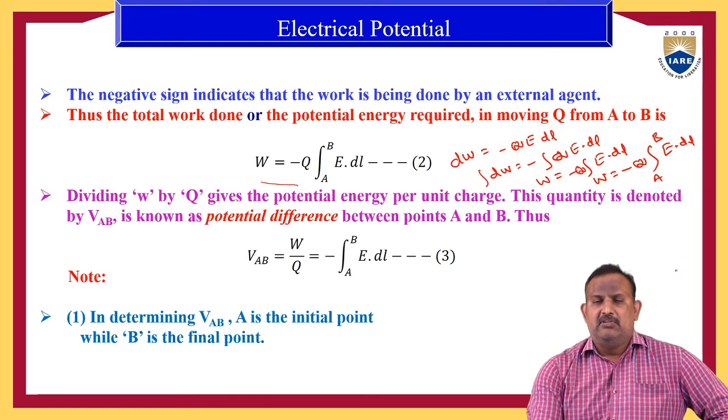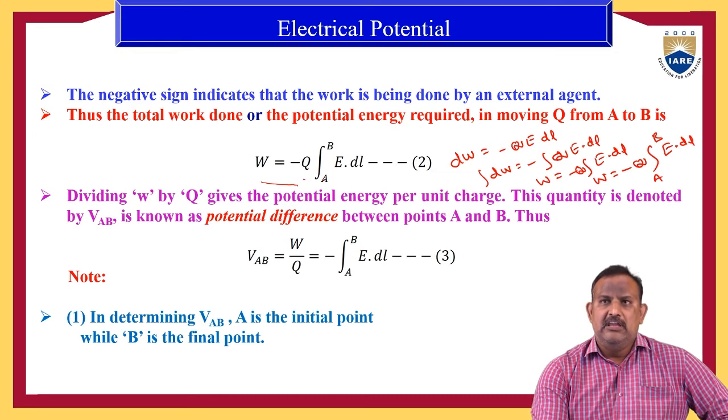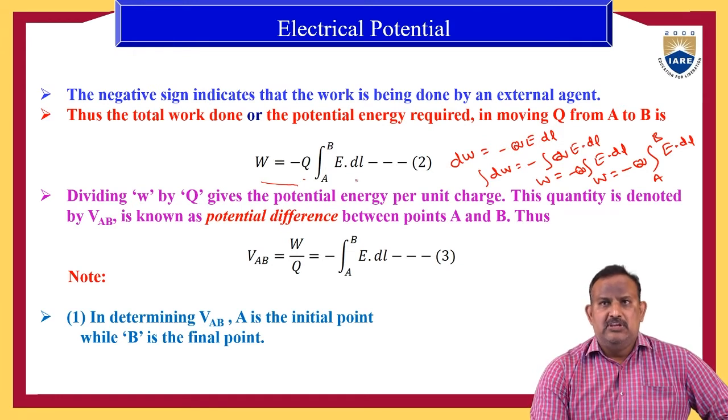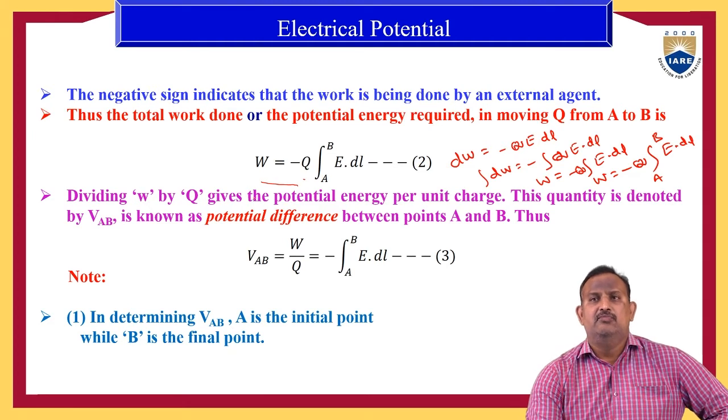The work done W is equal to minus Q into the integral from A to B of E into dl, because we are moving the point charge from A to B. So if you divide the work done by the charge Q, it will give the potential energy per unit charge.